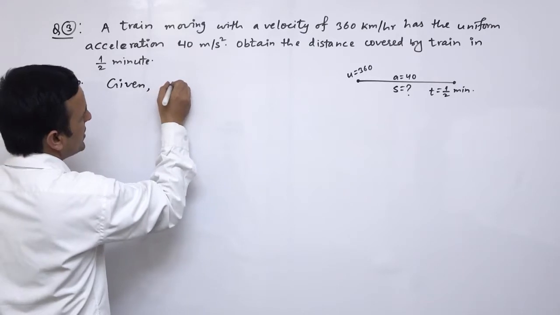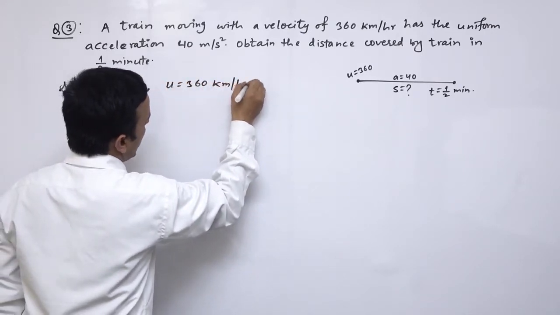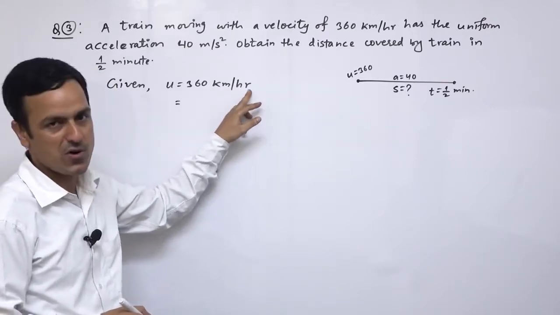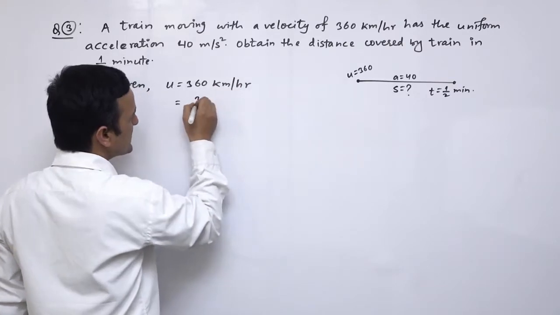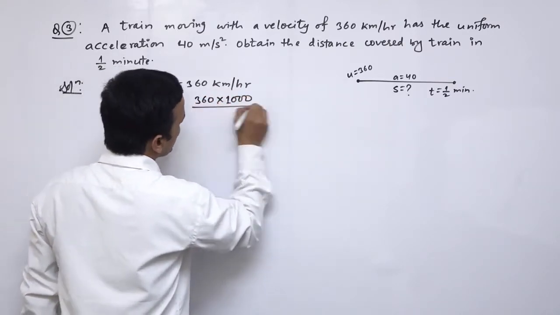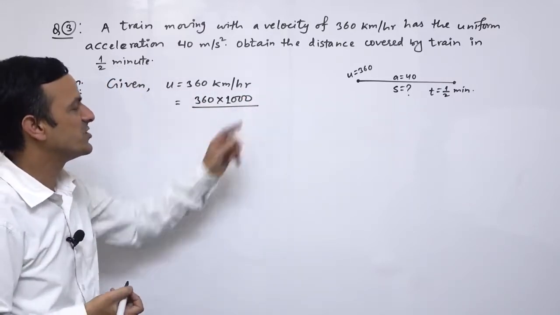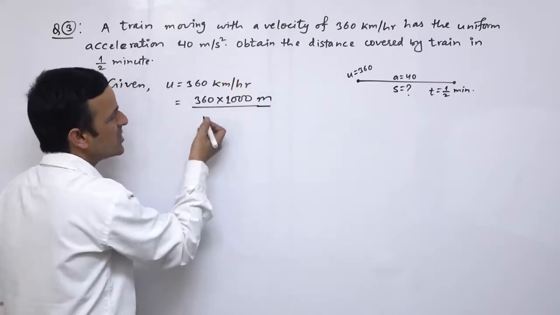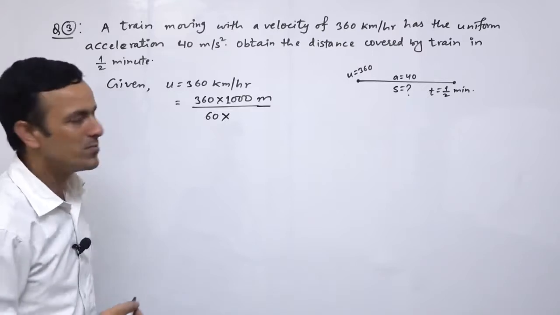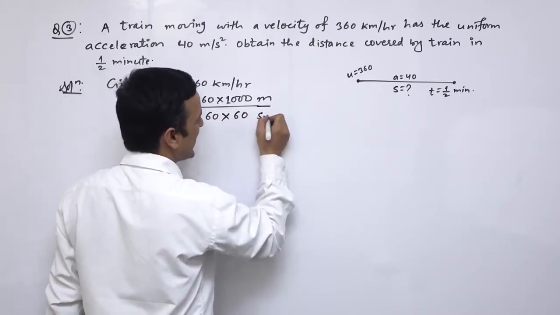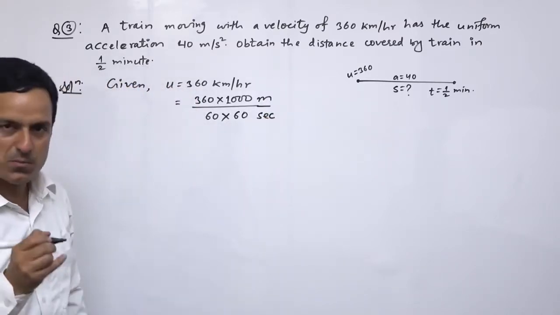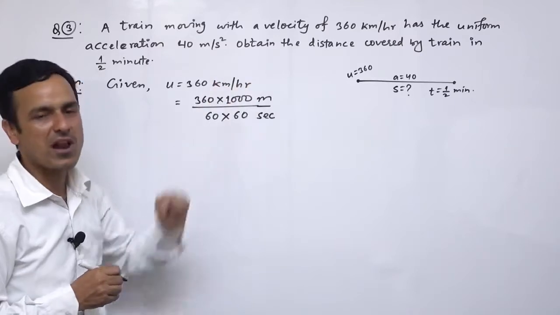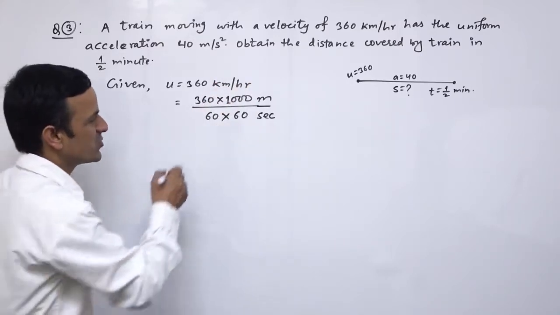Given is u equal to 360 kilometer per hour. First of all, we have to change this into meter per second, because its SI unit is meter per second. Kilometer to meter: 360 into 1000. If you multiply kilometer by 1000, it is converted into meter. Hour is in the denominator, so multiply by 60, it is converted into minute, and again multiply by 60, it is converted into second. So the SI unit of initial velocity is meter per second, not kilometer per hour, and we have to change this unit into a suitable system.